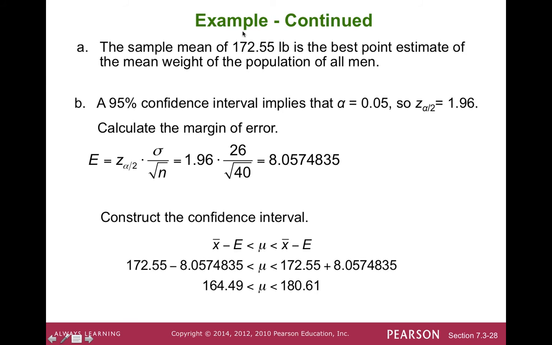We're going to take our point estimate for the mean weight of the population, and we're going to subtract our margin of error, and then we're going to add our margin of error. And from there, we find a range of 164.49 pounds to 180.61 pounds. You'd be 95% confident that the mean weight for your population of all men would fall between there.